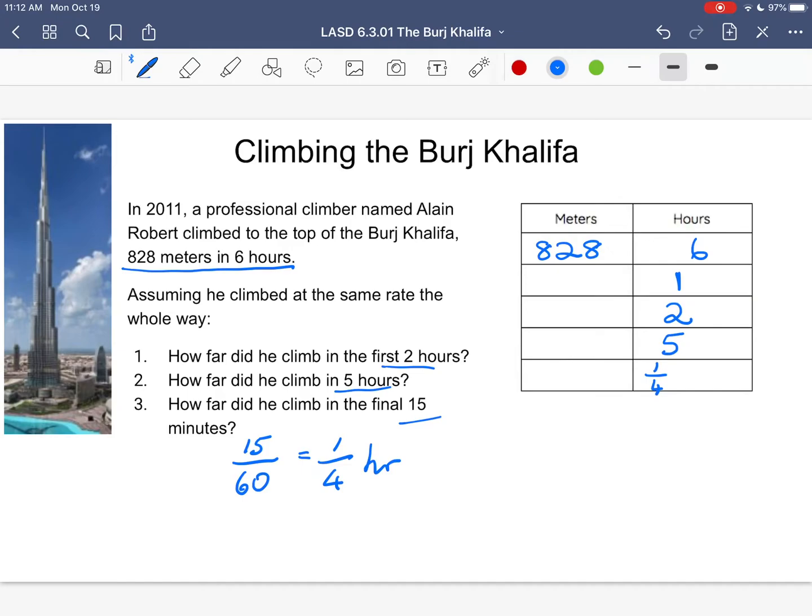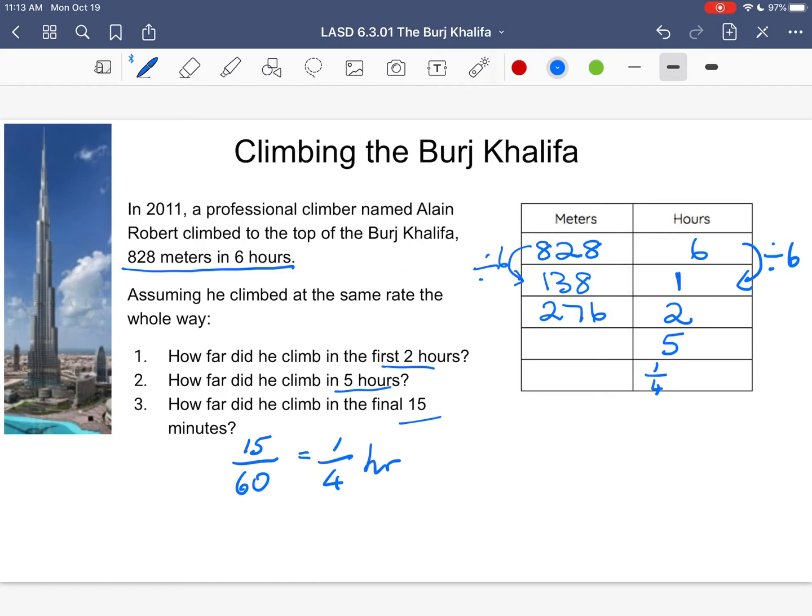So to get from 6 to 1, I divide by 6. So to get from 828 to the number of meters for 1 hour, I will also divide by 6. And when I divide 828 by 6, I get 138. So 138 meters in 1 hour. And to find 2 hours, I can multiply 138 by 2, and I get 276 meters.